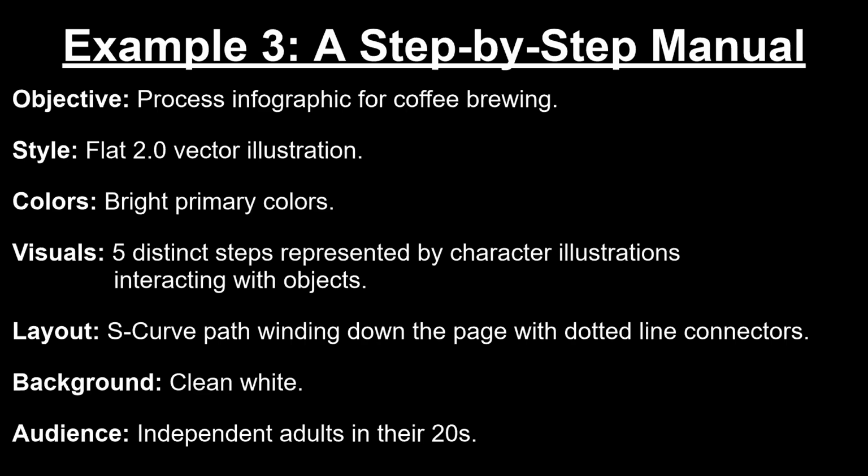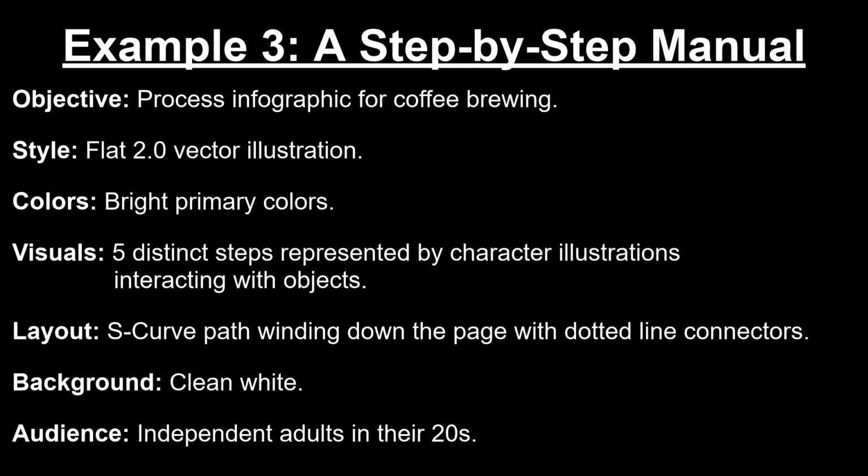Example 3, a step-by-step manual. What if you're making a how-to guide? Let's look at how to make a cup of coffee. This is perfect for social media or blog posts. The ingredients look like this. Objective, process infographic for coffee brewing. Style, flat 2.0 vector illustration.